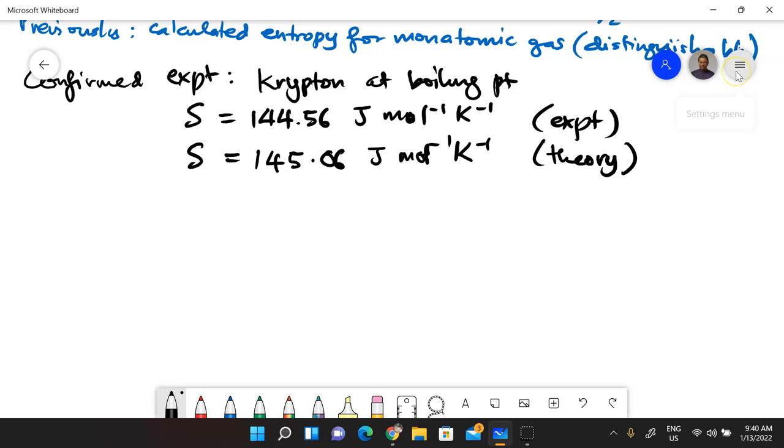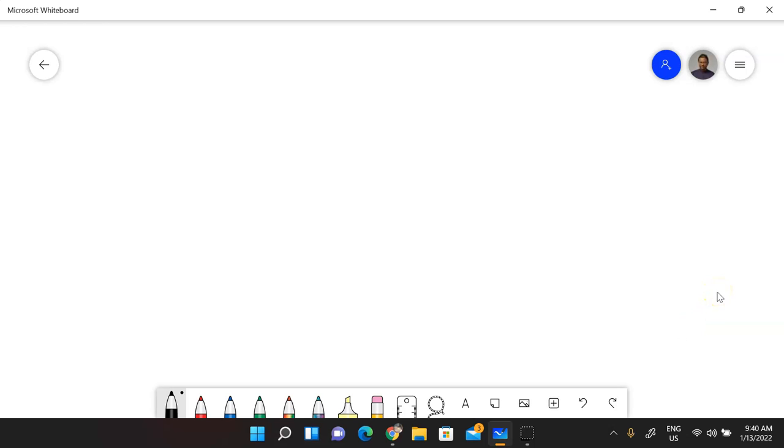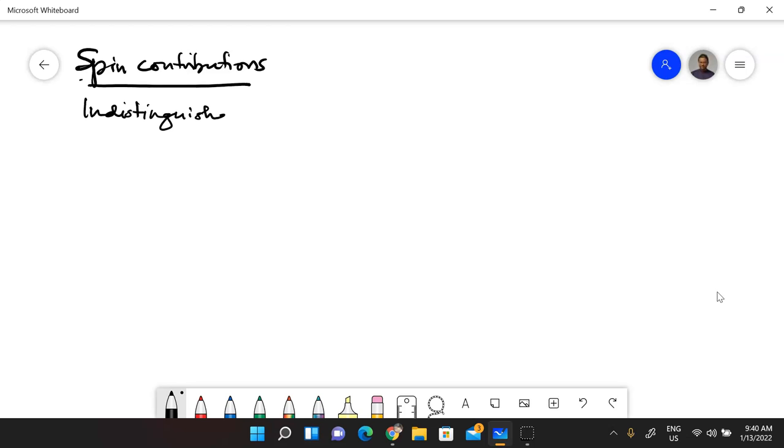So let me, I suppose I want to erase this so that the memory is freed up. So now what we want to do is, okay, we have not considered spin before this, so we would like to see what happens if you consider spin. Spin contributions. So we need to consider indistinguishability with spin, and over here you'll see other kinds of effect coming in.